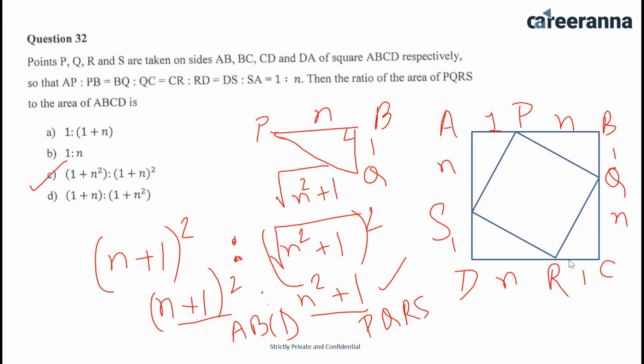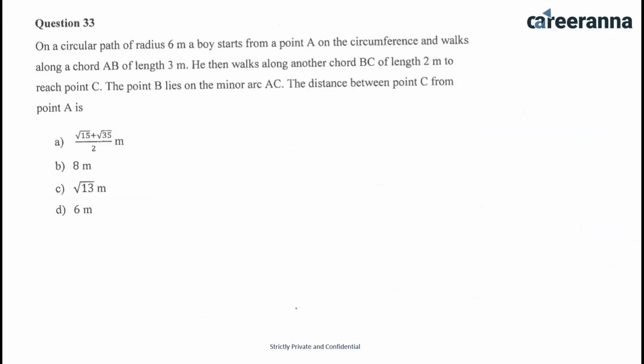Let's move on to our next question, question number 33. The question states that on a circular path of radius 6 meter, a boy starts from a point A on the circumference and walks along a chord AB of length 3 meter. He then walks along another chord BC of length 2 meter to reach point C. The point B lies on the minor arc of AC. The distance between point C and point A is? Let's see how its diagram can be made.